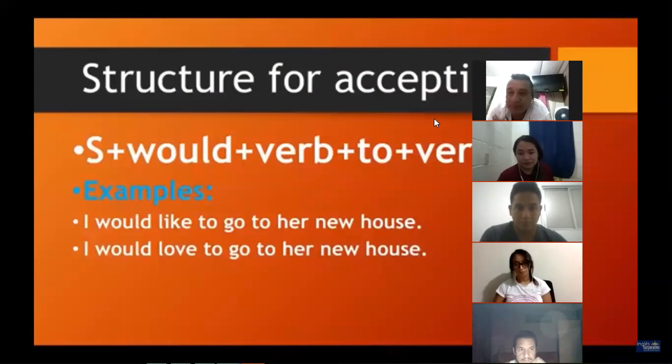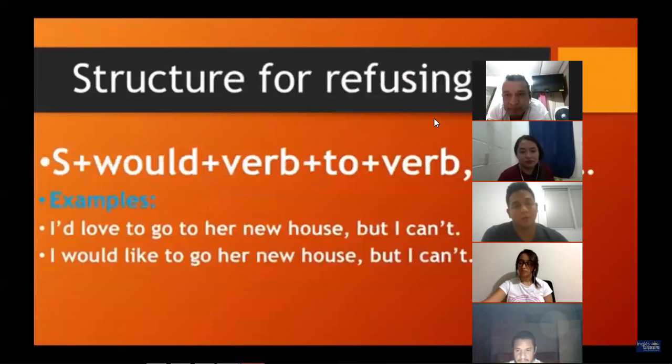In order to accept an invitation, we need to follow the structure: subject plus would plus verb plus to plus verb plus complement. Examples: I would like to go to her new house. I would love to go to her new house. And when we need to refuse an invitation, we need to follow this structure: subject plus would plus verb plus to plus verb, comma, but plus complement. Examples: I would love to go to her new house, but I can't. I would like to go to her new house, but I can't.